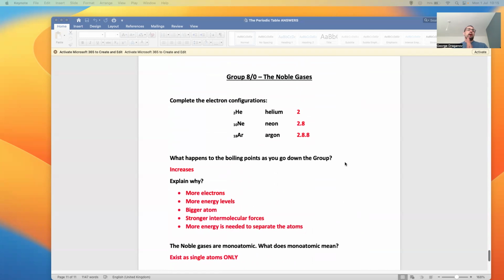So with that, we've now done the transition metals and the noble gases and all the history of the periodic table and group 1 and group 7, and it's all done. So the topic is complete.